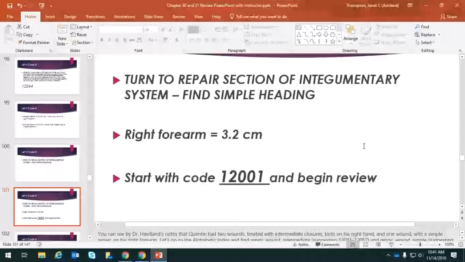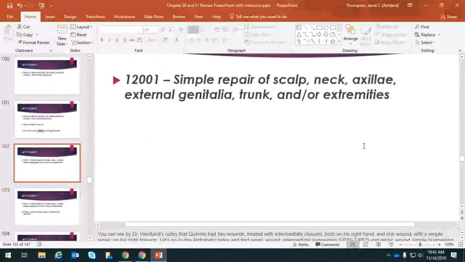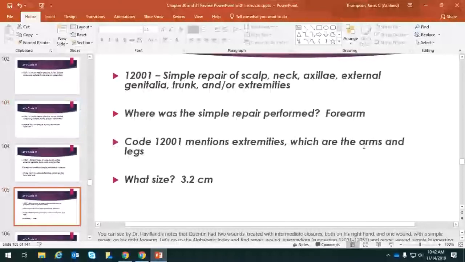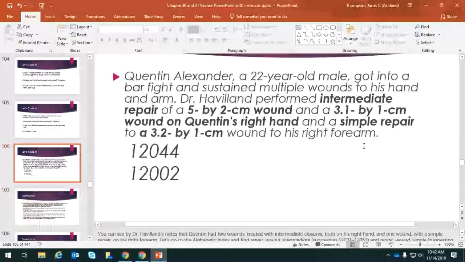That code is simple repair of scalp, neck, axillae, external genitalia, trunk, and or extremities, arms and legs. And how big was it? 3.2 centimeters. The repair was performed on the forearm, and the code mentions extremities, which are the arms and legs. So that's going to give us our second code. For our case study, we have two codes, 12044 and 12002.